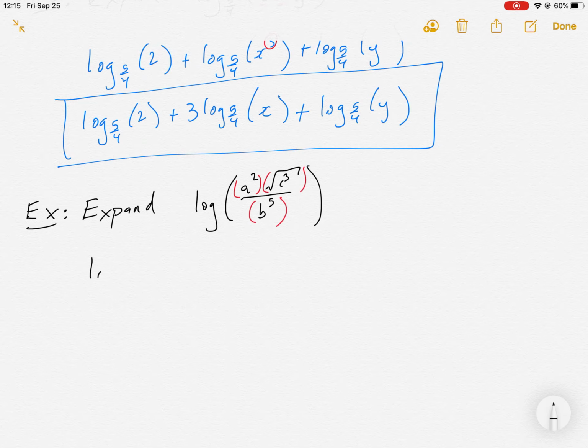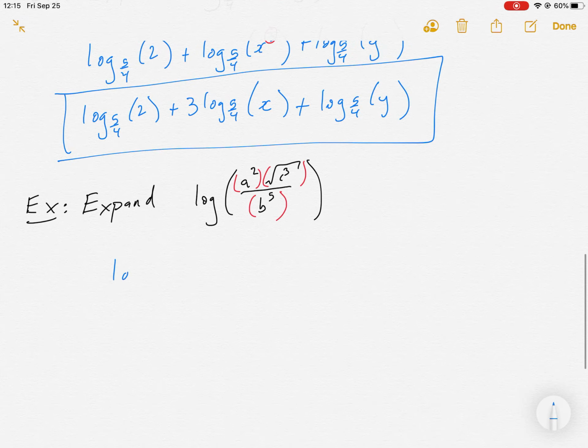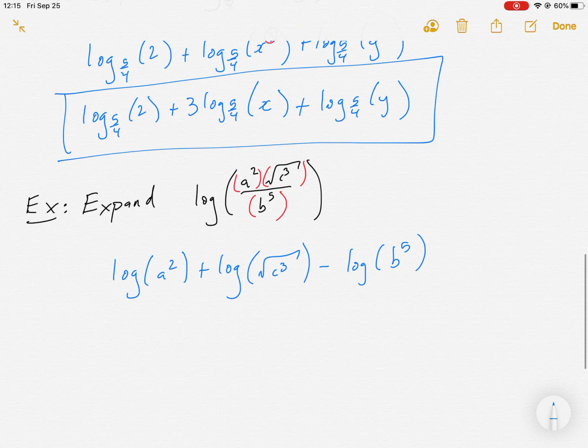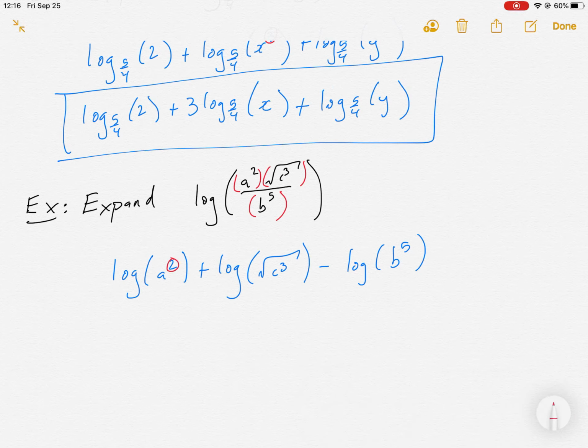So to set this up, I would probably start off by just breaking this up. Log of a squared plus log of the square root of c cubed minus log of b to the power of 5. So that's the first step, is to deal with the multiplying and dividing. Now I'm going to deal with the exponents. So I have a squared here, I have a cubed here, and I have a 5 here.